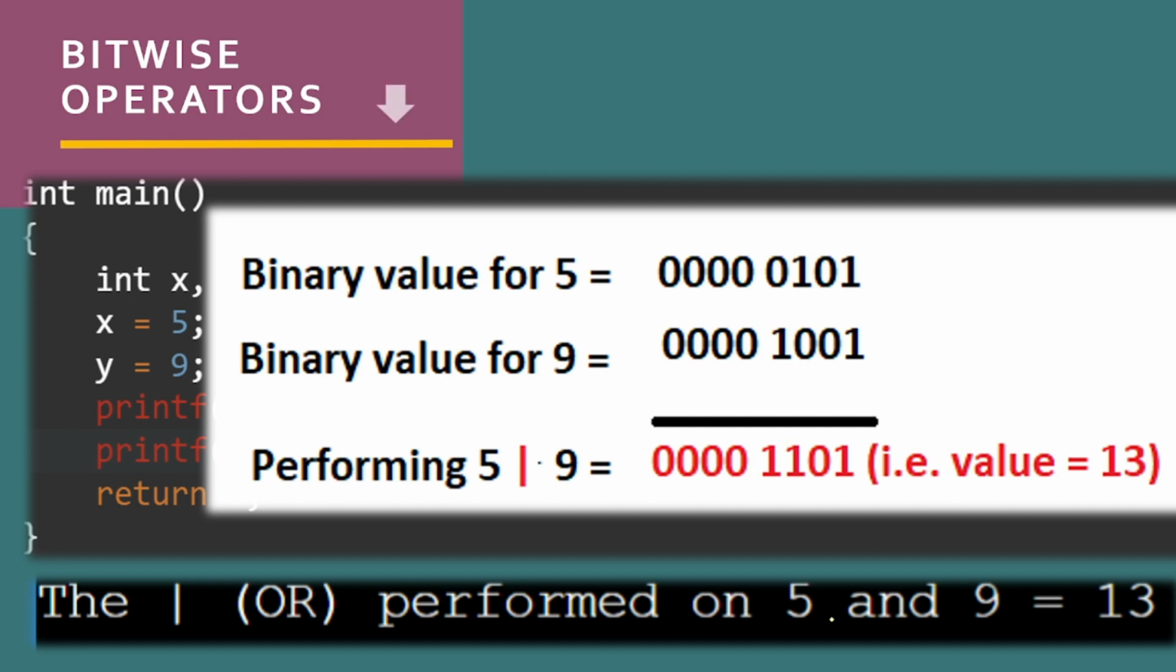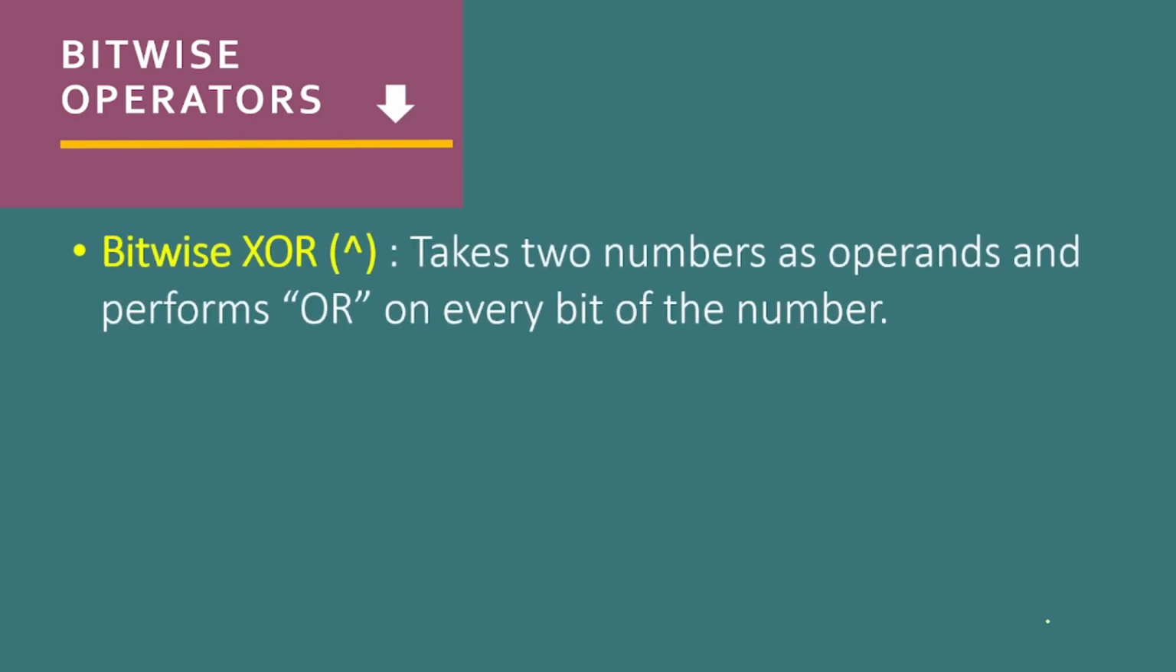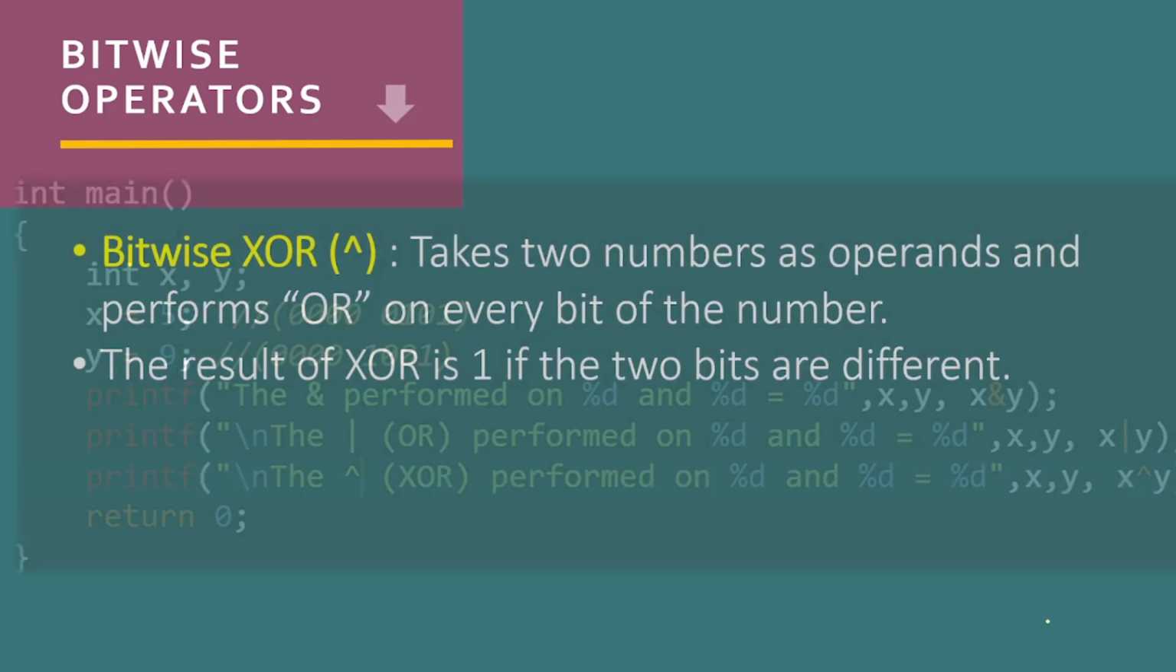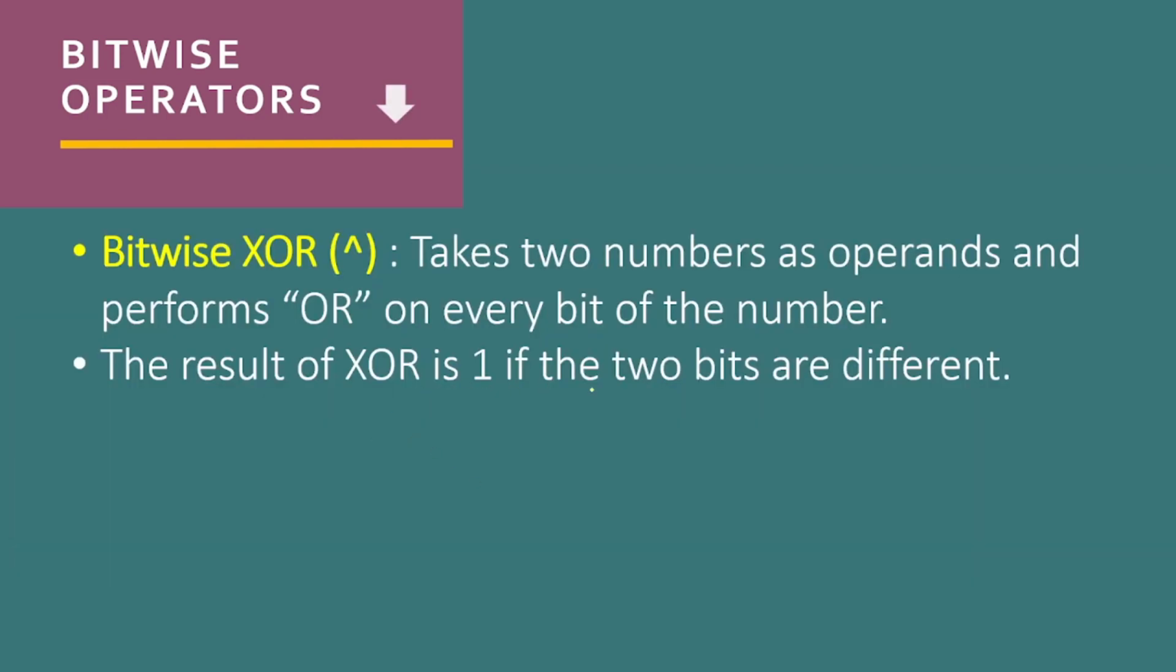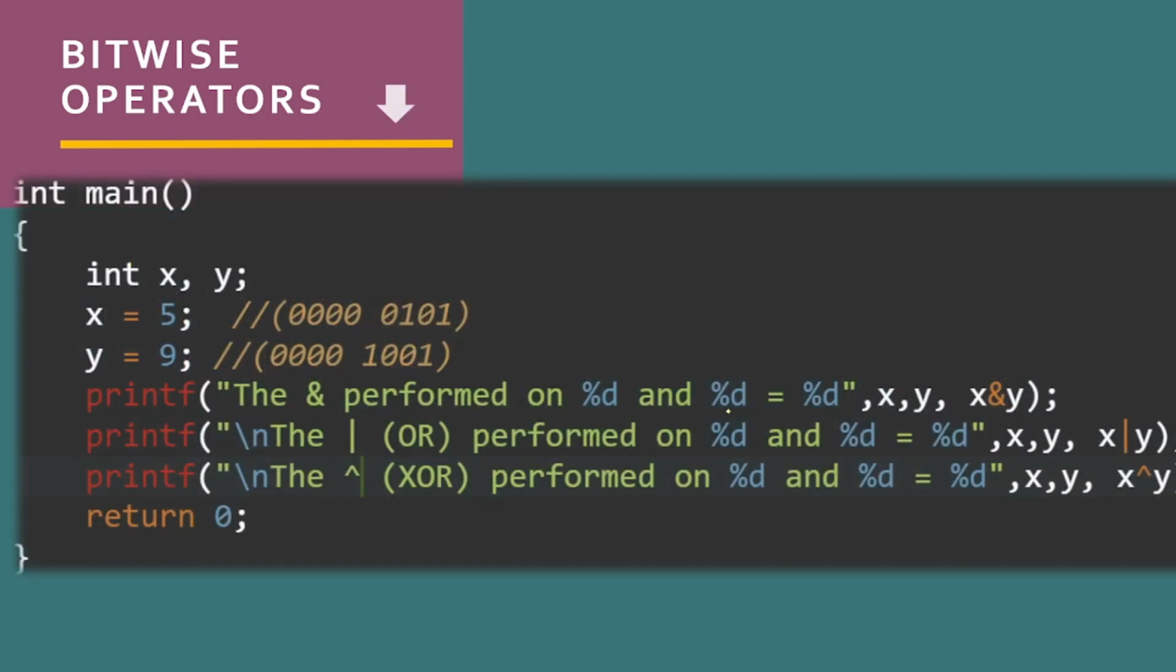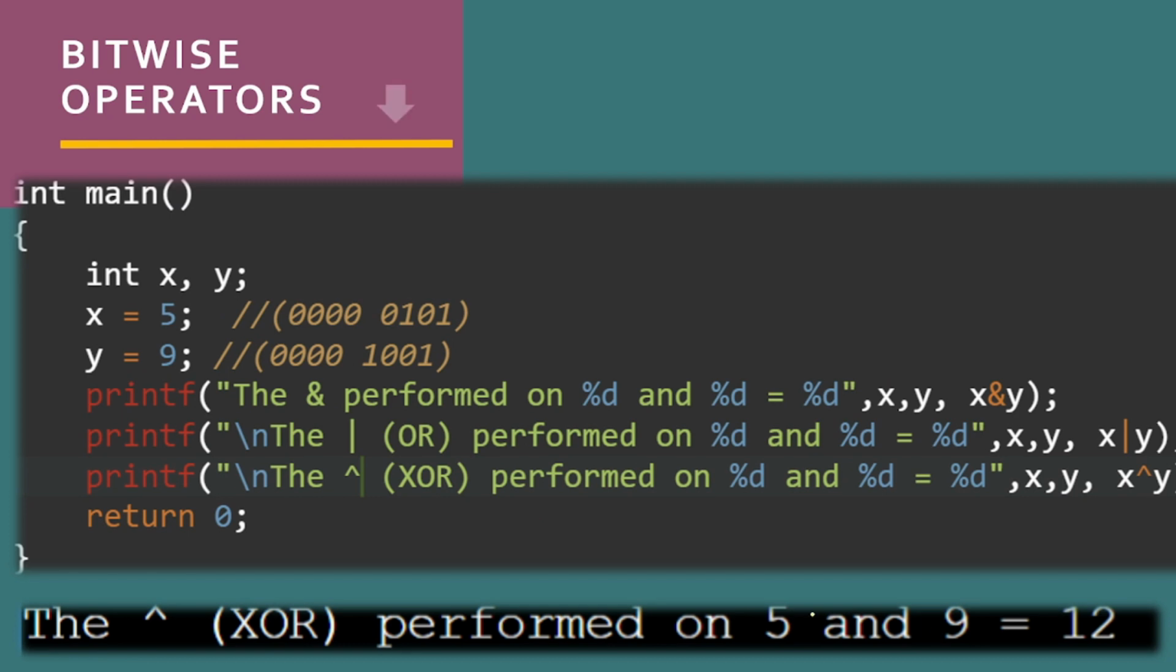So the OR operation performed on 5 and 9 becomes 13. Likewise, we have XOR. The result of XOR is 1 if two bits are different, otherwise it is 0. So the answer for 5 and 9 becomes 12.